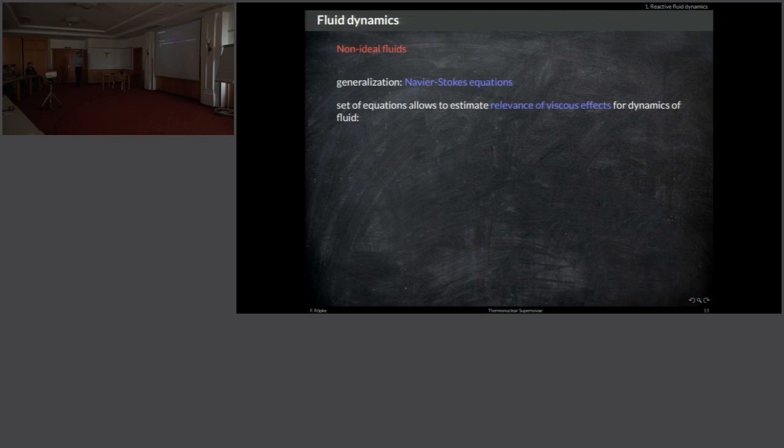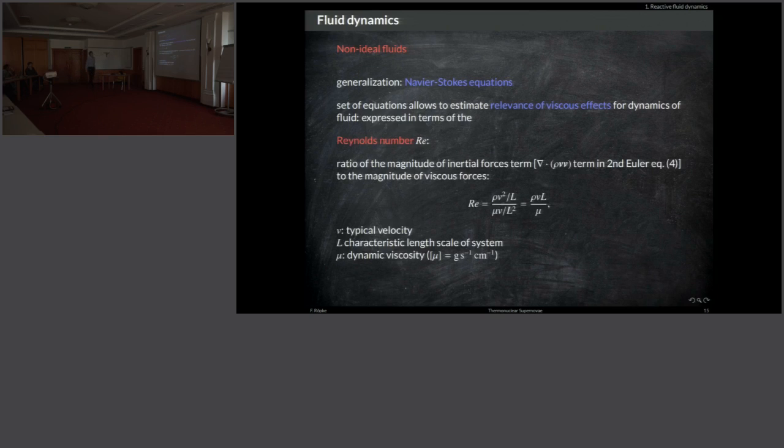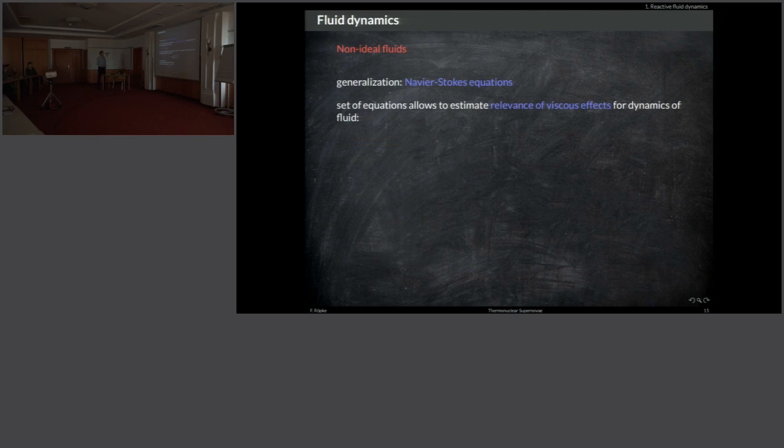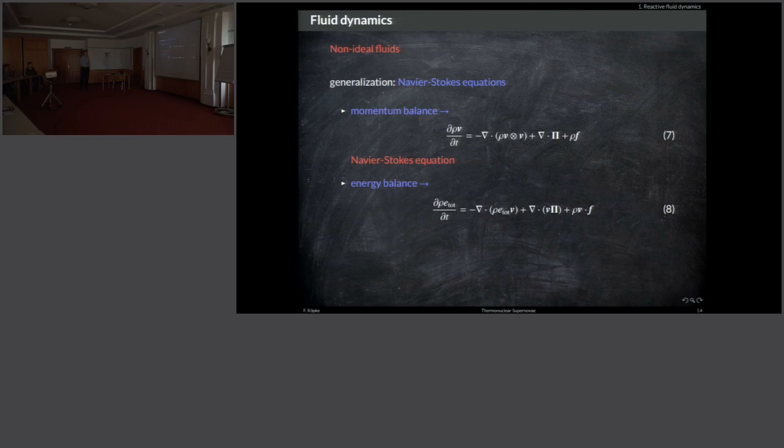Now, with that, we can actually estimate the relevance of viscous effects for the dynamics of the fluid. And this is usually expressed in terms of the Reynolds number. The Reynolds number is defined as the ratio of the magnitude of the inertial forces term and the magnitude of the viscous forces. If we take a look at this equation, we have two terms, except for, of course, the external force term. We have the advection term, that is the divergence of the momentum flux density, and we have the divergence of the stress tensor. This includes the viscous effects, and this here is just pure advection.